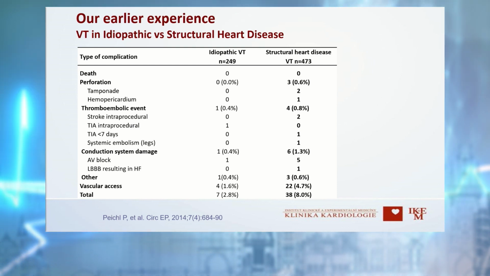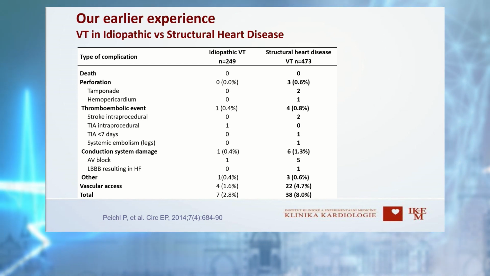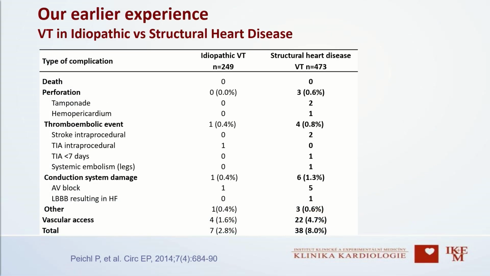You can see that in idiopathic VT or VPB, the complication rate is substantially lower than in structural heart disease, where you have about 8% in a large volume center. We did not have any mortality at that time, but there were mostly vascular complications, and we also had some perforations and thromboembolic events.